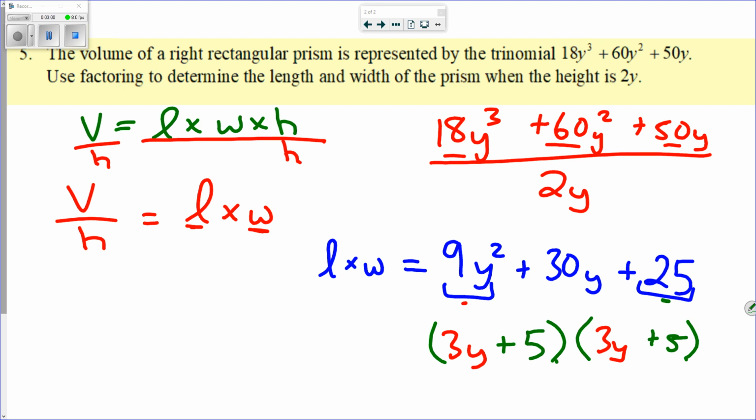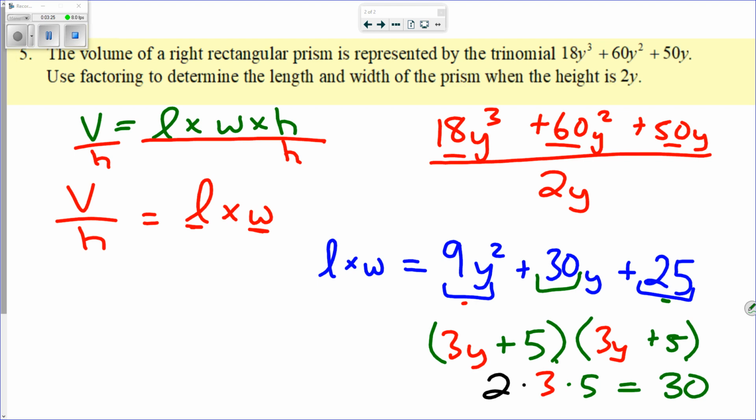now we just have to check to see if that is okay. We take 2 times the 3 times 5. So 2 times 3 is 6. 6 times 5 is 30. We go back up here. Is it equal? Yes, it is.